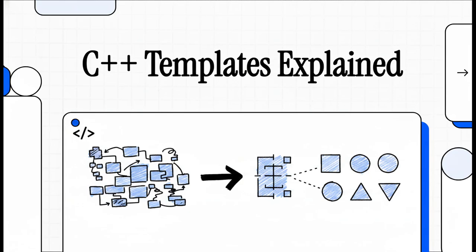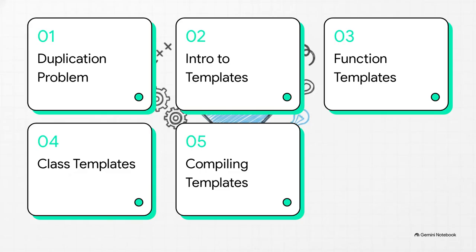If you write in C++, you have probably hit that wall where you're just typing the exact same logic over and over again. Well, let's fix that today. We are talking about C++ templates, basically your magic wand for turning messy, duplicated code into sleek, automated brilliance. So here's our roadmap for this two-part deep dive. We'll start with the code duplication headache, introduce templates, and then break down function templates, class templates, and finally, how to actually compile all this stuff.